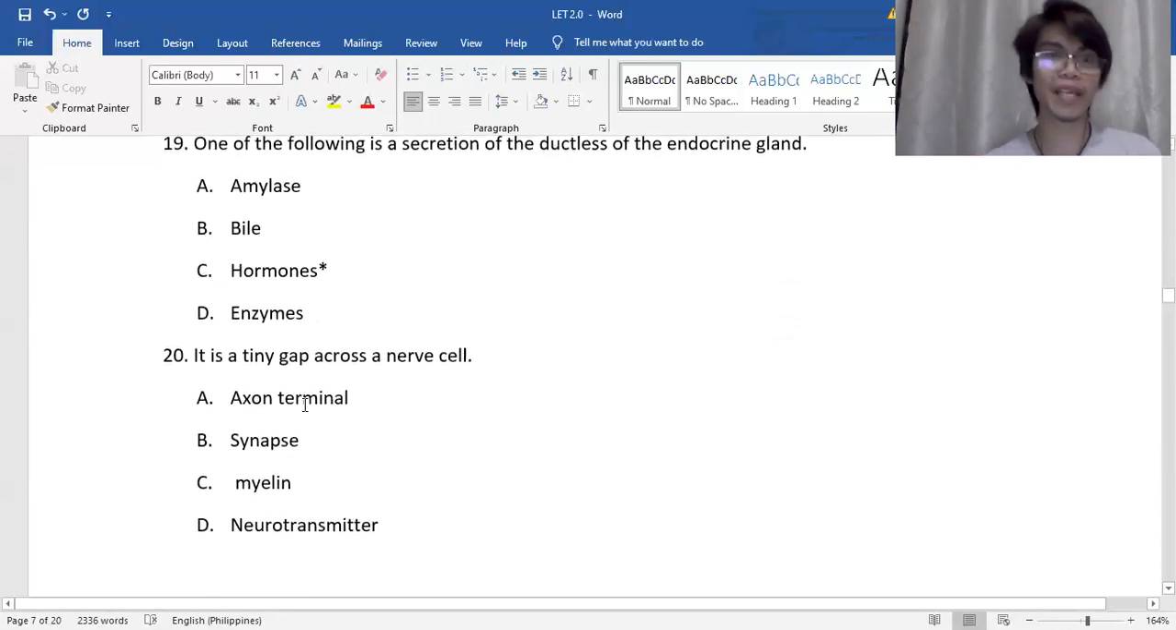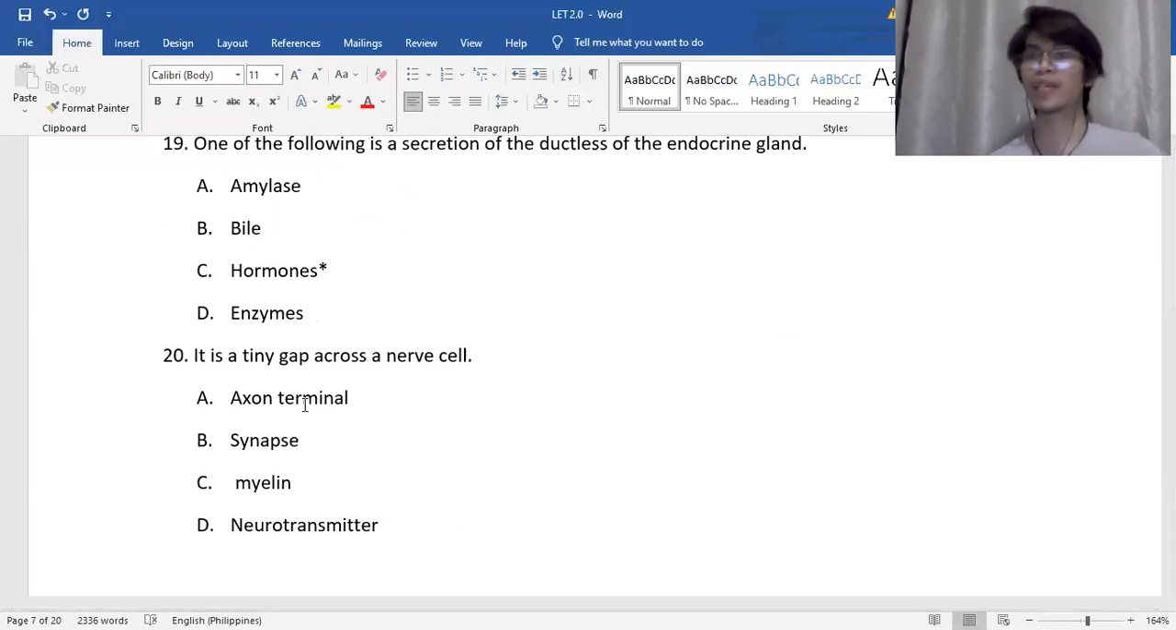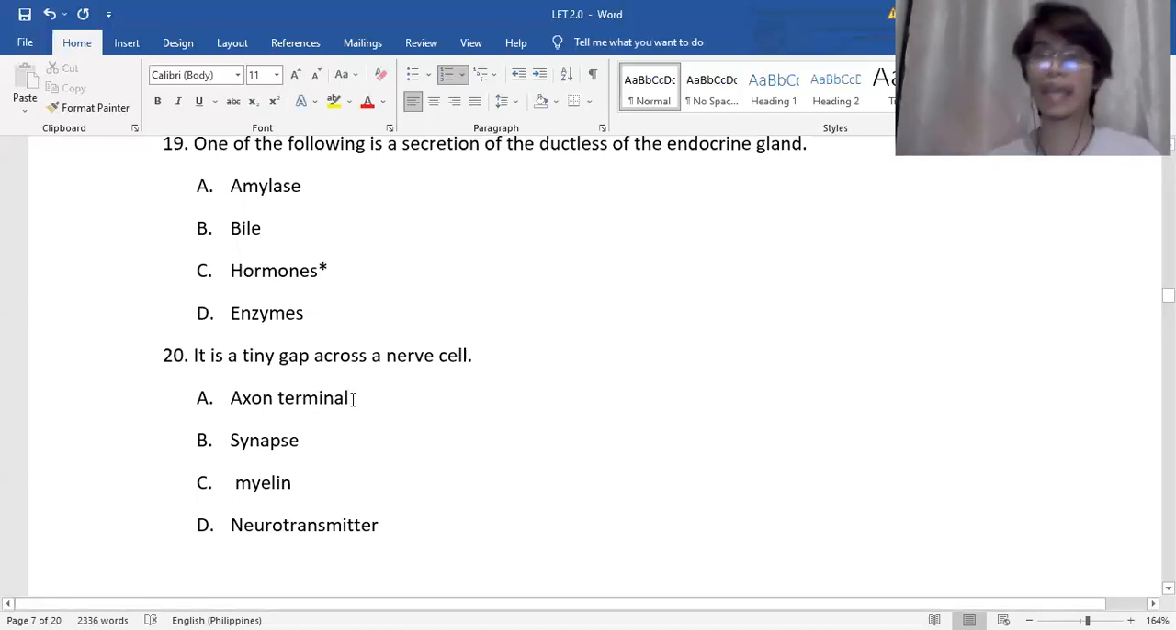Last item, number 20, is a tiny gap across a nerve cell. As we all know, nerve cells are not connected to each other. They have tiny gaps between neurons. So what do you call this gap between neurons? Is that axon terminal? Terminal is the end of a neuron. We have synapse, myelin. Myelin is the coating of the neuron, the myelin sheath. The neurotransmitter, these are chemicals that join the gap between neurons. So what's the answer? That is letter B, synapse.